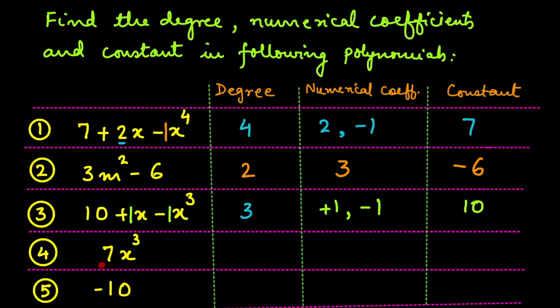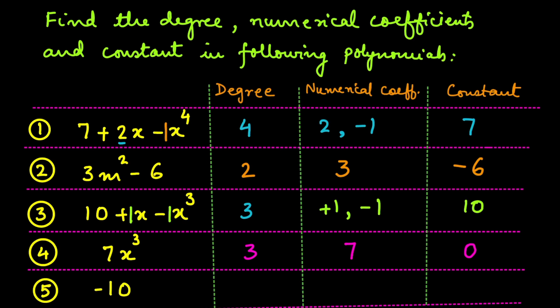Next one, there is only one term. We have to see what is the variable and what is the exponent of it. That will be taken as the degree because that itself is the highest one. So we take the degree as 3. Then there is only one term here with the variable, so what is the coefficient? It's 7, so we'll write 7 as the numerical coefficient. There is no constant term, this is the variable term, nothing else is given. In such cases, we take constant as 0.